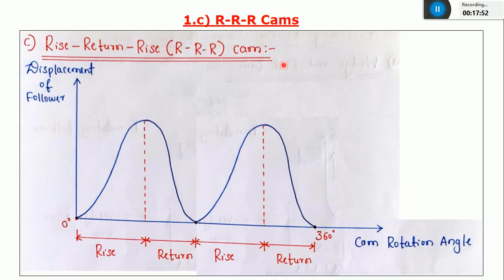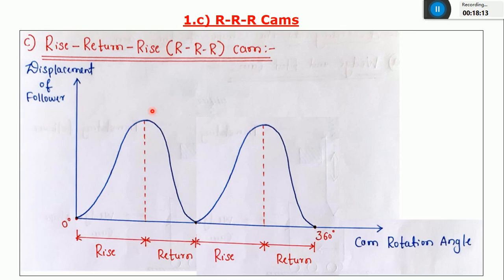So in this graph, you can observe the pattern of the motion of the follower. Initially it is rising. Whenever the cam starts rotating, immediately the follower also starts moving in the upward direction, from 0 mm to 40 mm. So during the rotation of the cam, it is rising.